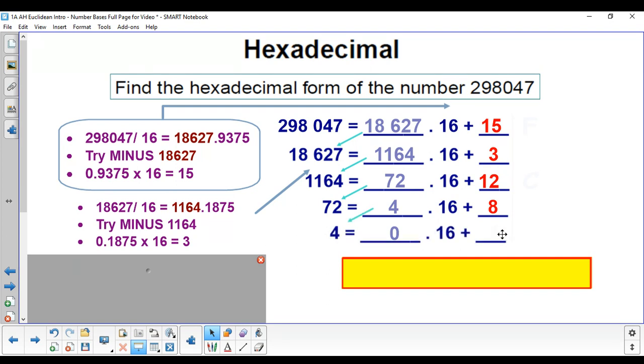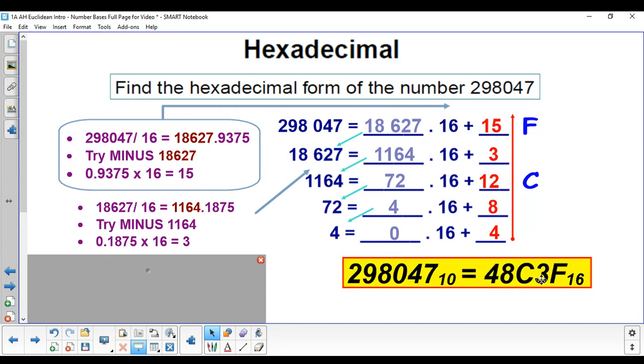What's the difference here? You're only allowed a digit per number. So how do we deal with this? You're still going to read it from bottom to top. A is 10, B is 11, C is 12, D is 13, E is 14, F is 15. So it's 4, 8, C, 3, F.